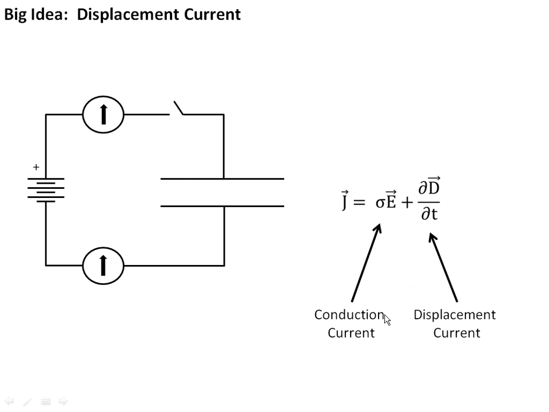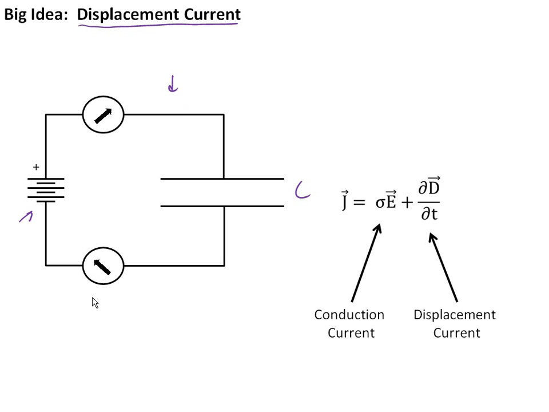So the first thing we started off with was this big idea of displacement current. And essentially what we did is we thought about a very simple circuit. We have some kind of battery here, a switch we're going to close at time t equals 0, and it's going to charge up a big capacitor with some capacitance C, and we put a current meter that's going to measure the current. Let's see what happens when we close the switch.